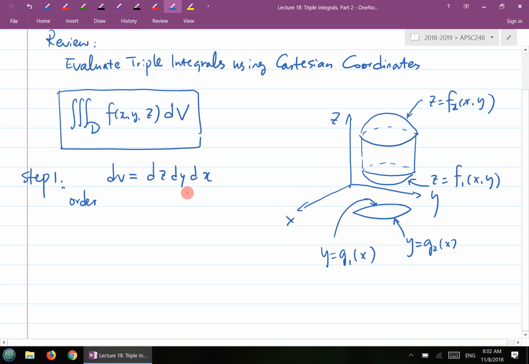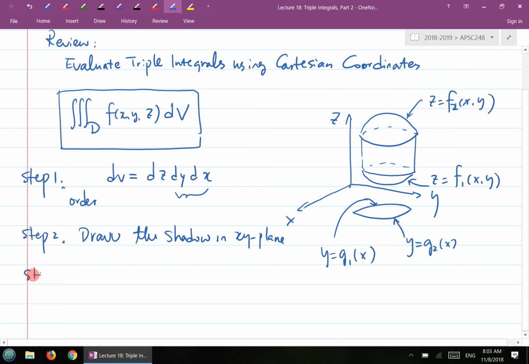If this is the order we choose, then the second step, whatever order you have chosen, is to draw a shadow in the xy plane, basically in the plane of the last 2 variables. So that's why the order is important. So draw the shadow in the xy plane. The xy plane is the last 2 variables in the order of integration.